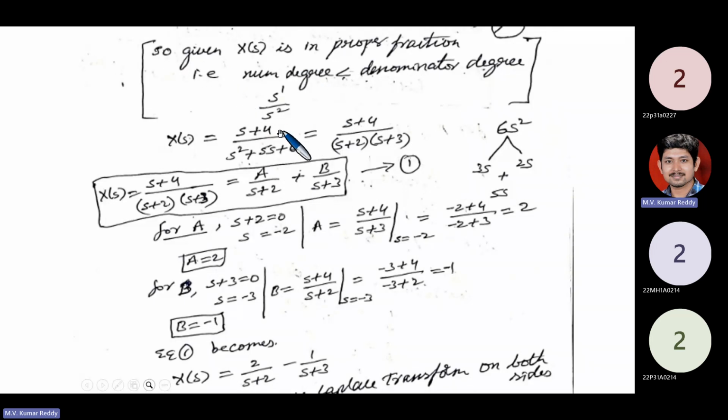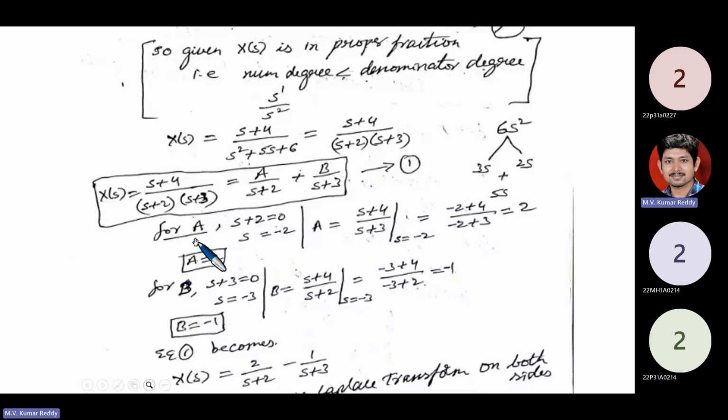Okay, so you have to write: given X of s is a proper fraction, so we can apply partial fractions. Okay, so for this one, what are the factors? Factors are s plus 2, s plus 3. So (s plus 4) by this one is a by (s plus 2) plus b by (s plus 3).